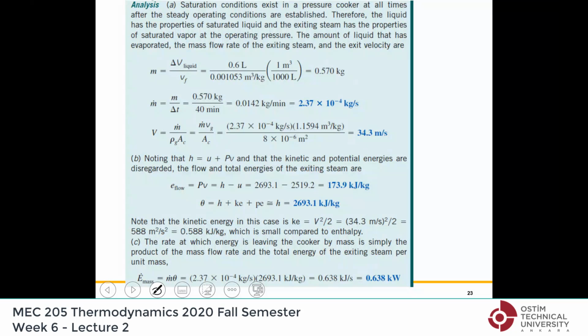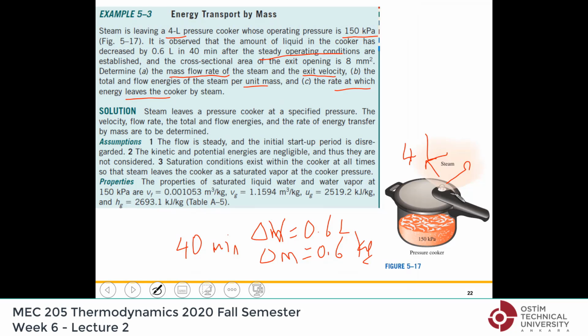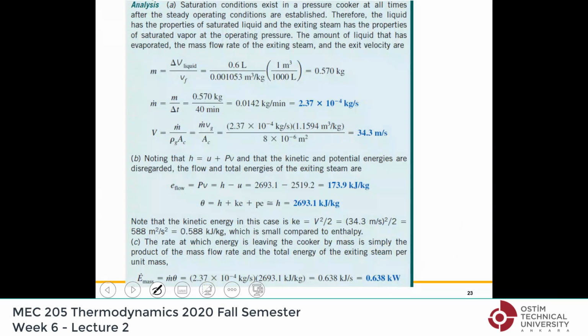Now, in the pressure cooker, saturation conditions always exist, and the absolute pressure is 150 kilopascal. So what we do is we go to the steam table, the pressure table, which is table 5, and we read the properties for liquid, the f subscript, the specific volumes, and also the internal energies and the enthalpy. Any property we need, we can go to table 5 and at 150 we can just read them.